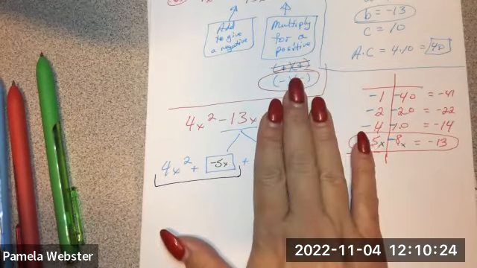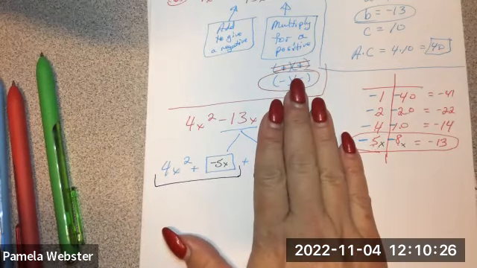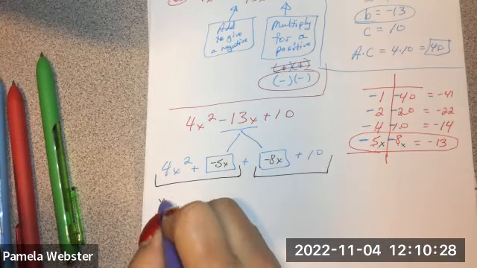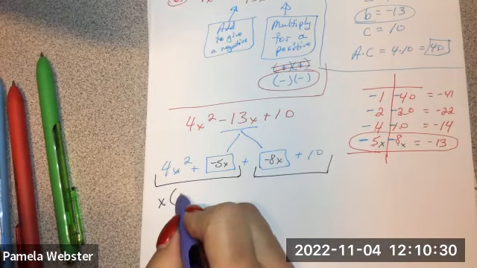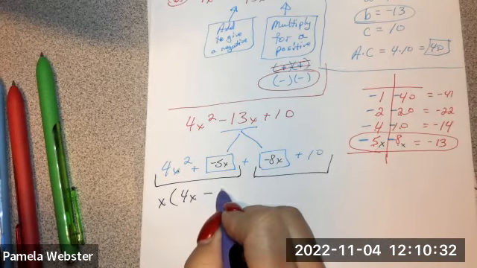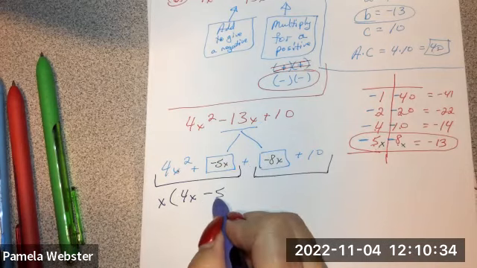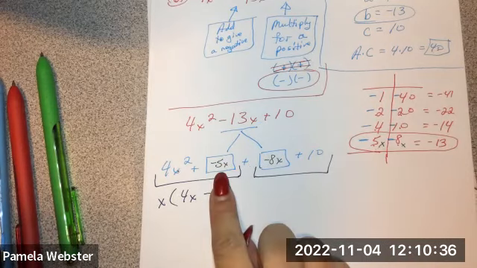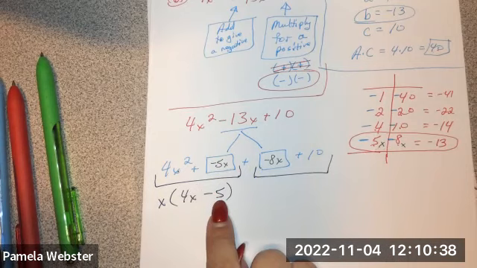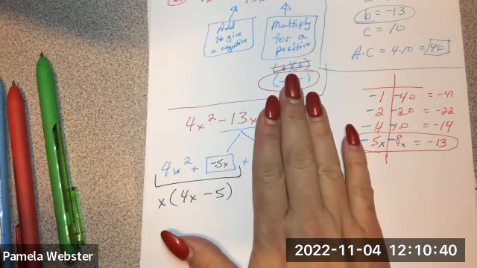What's in common here between these first two terms? Ignore the last two. We don't care about them right now. They only have an X in common, right? When I factor an X out here, that's 4X, and this is going to be a minus 5, because when I factor out the X, I'm left with the negative 5.